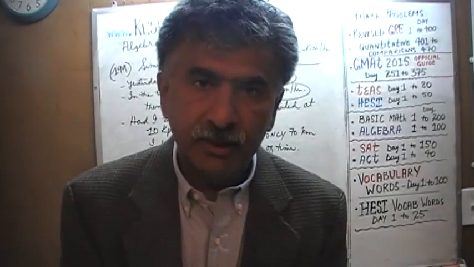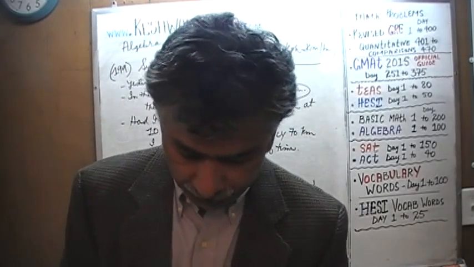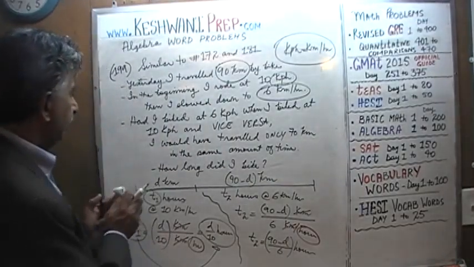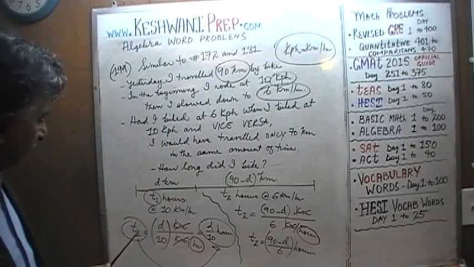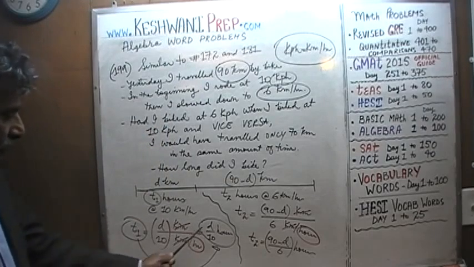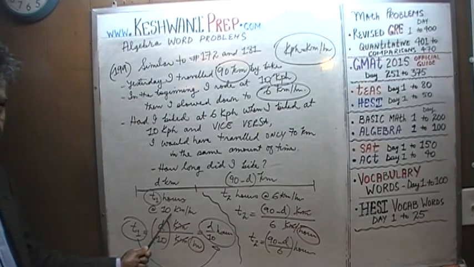The key here is to go systematically, logically, rationally. Don't try to go all over the place, do you understand? So let's make a note of it. We need the room obviously, so we're going to erase this thing. Now remember, we spent d over 10 hours at 10 kilometers per hour. You have to remember that.